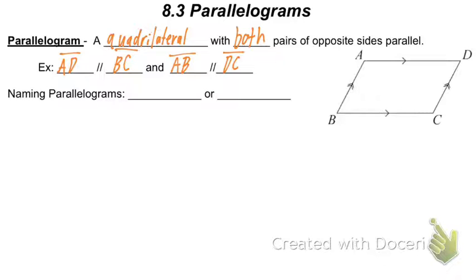Naming parallelograms, just like we named triangles or other polygons, we could pick a vertex and go clockwise or counterclockwise from there. Now, you can write out the word parallelogram, or you can draw a mini parallelogram, just like we drew mini triangles to save ourselves time. So, what is one name we could do for this parallelogram? ABCD. What is a different name we could do? ADCB.